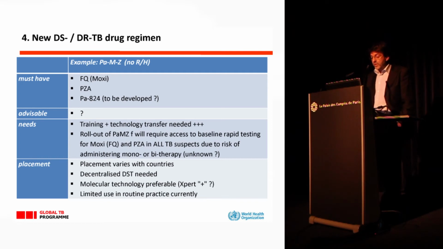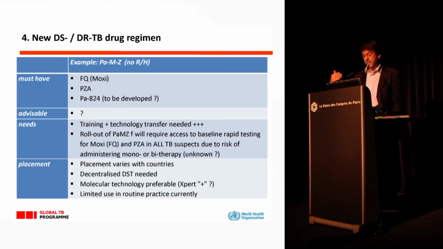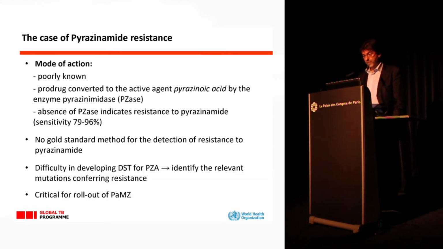So the point I just made is the fact that if we want to have a baseline rapid testing for MOXI and PZA, that should be done in all TB suspects because of the problem of mono or B therapy. Placement, it will vary according to countries. The problem is to make sure that we have a decentralized toxicity testing. It is needed. And then try to work in a type of Xpert plus test, using the molecular technology that would allow a decentralization of the testing and then of the treatment of the patient.